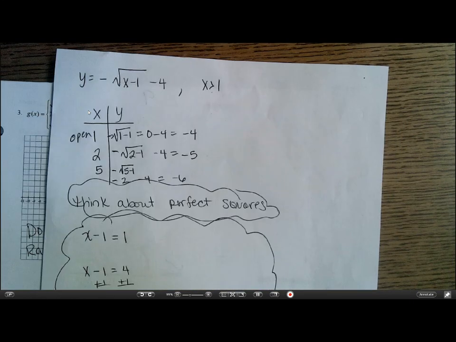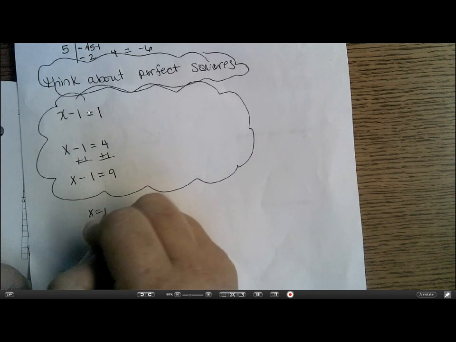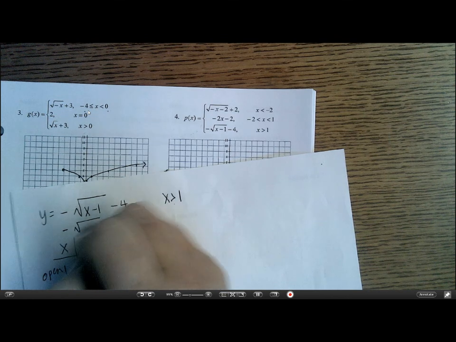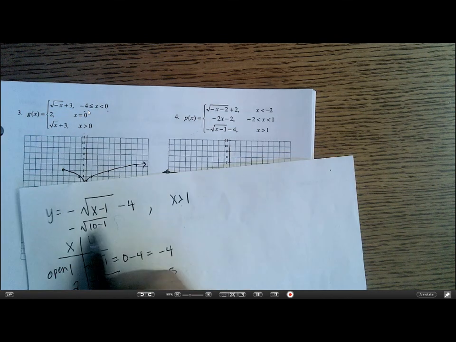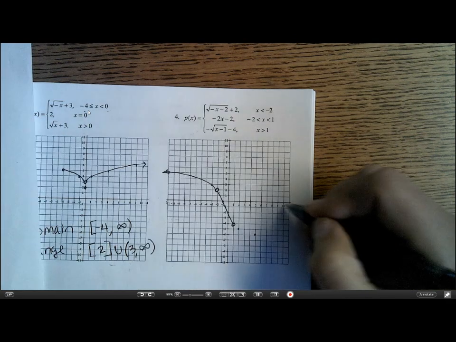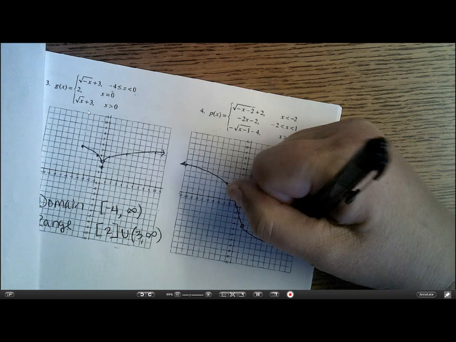And let's try and figure out what I need to do in order to get a 9. My x would have to be a 10. So if I were to plug in 10 minus 1, that gives me 9. The square root of 9 is 3. So negative 3 minus 4 is going to be a negative 7. So 10, negative 7. And then all I need to do now is just connect it, and it goes on.